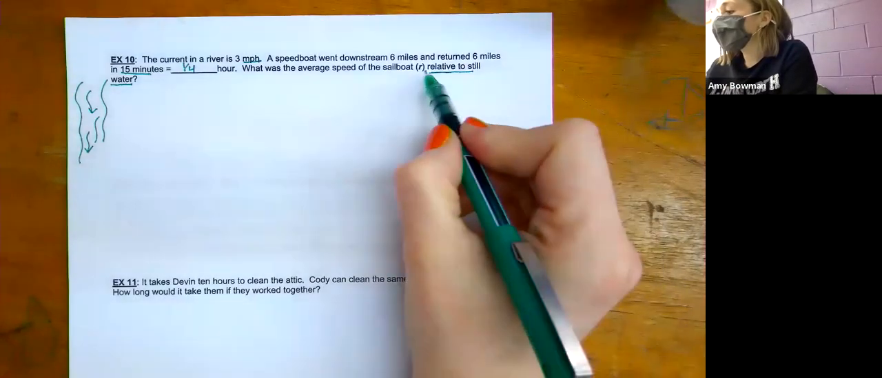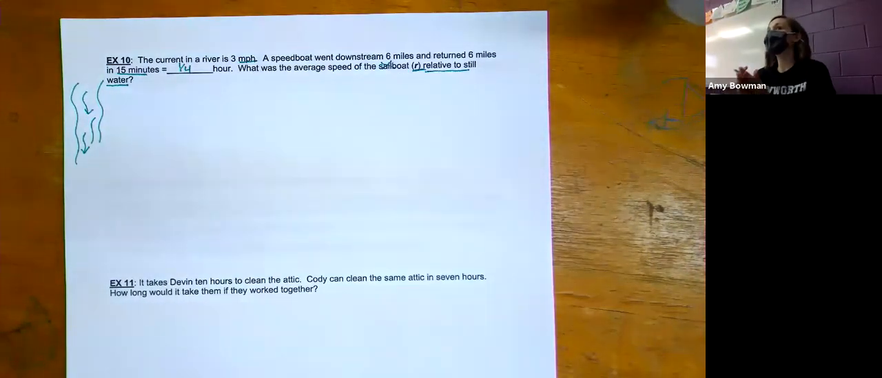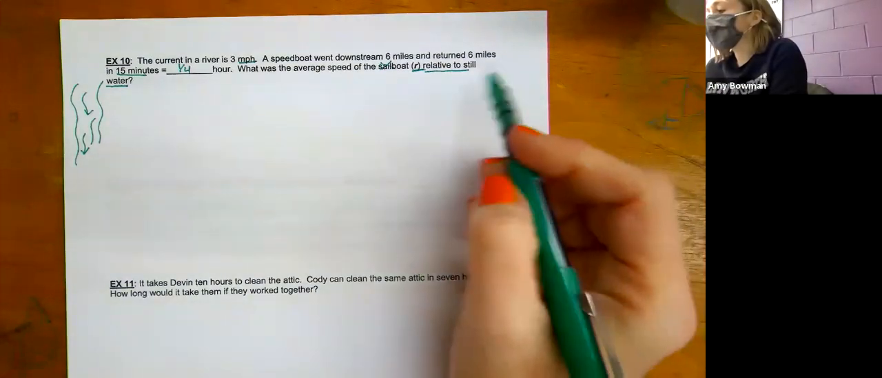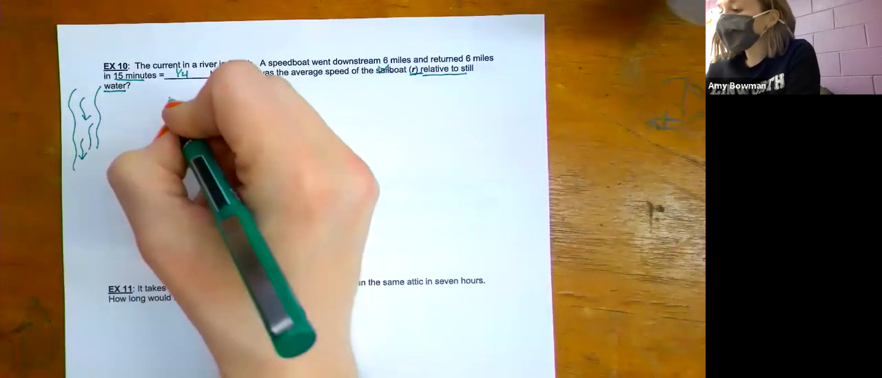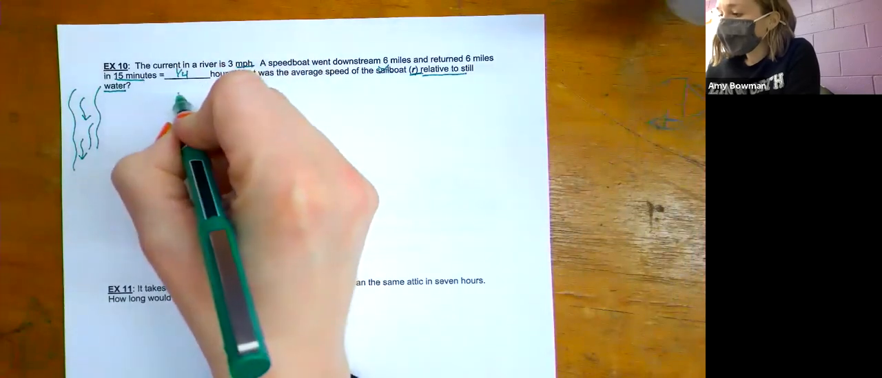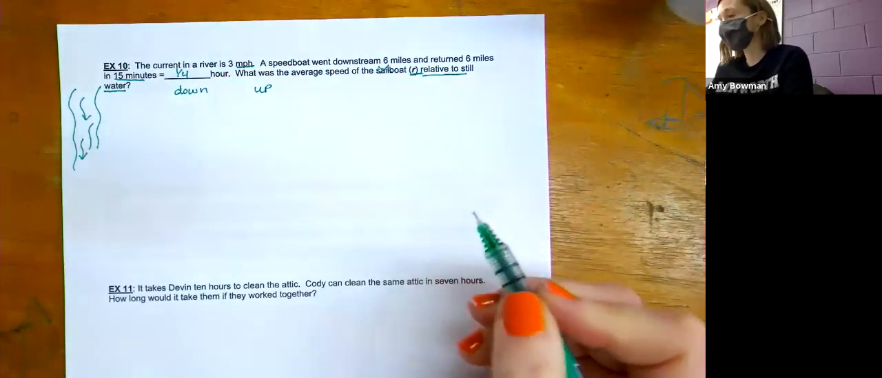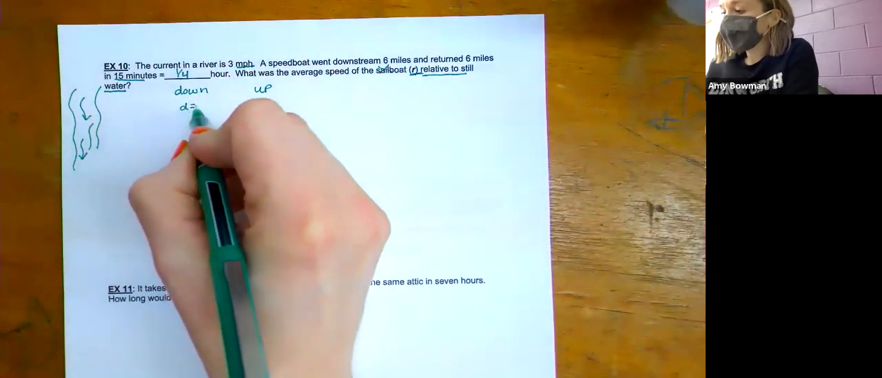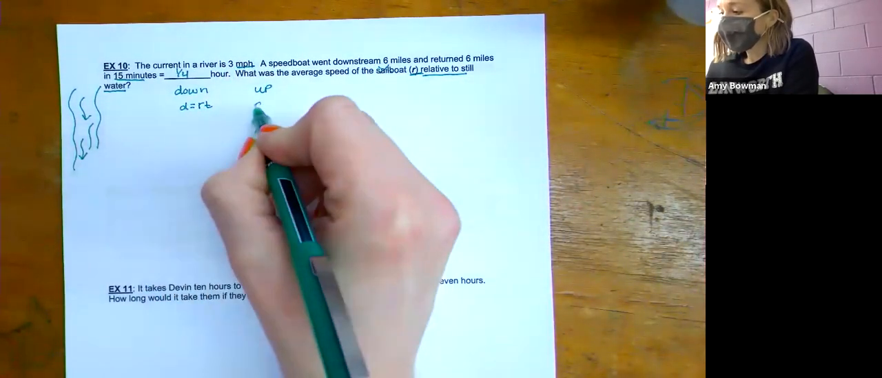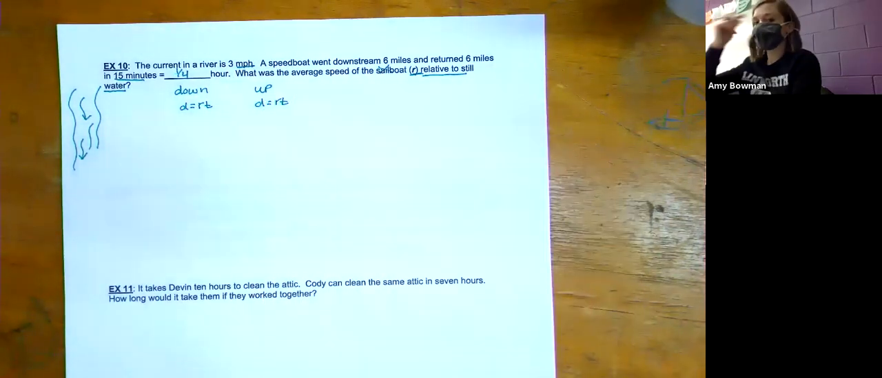So what this is asking for is the average speed of the speedboat. Relative to still water means what is the speed set to? We know how fast it's actually going to be going once we figure out the current, but we want to know what it is set to. Okay, so we're going to set this up the same way we did on our other word problems. Downstream and upstream, we've got two relationships between distance, rate, and time.